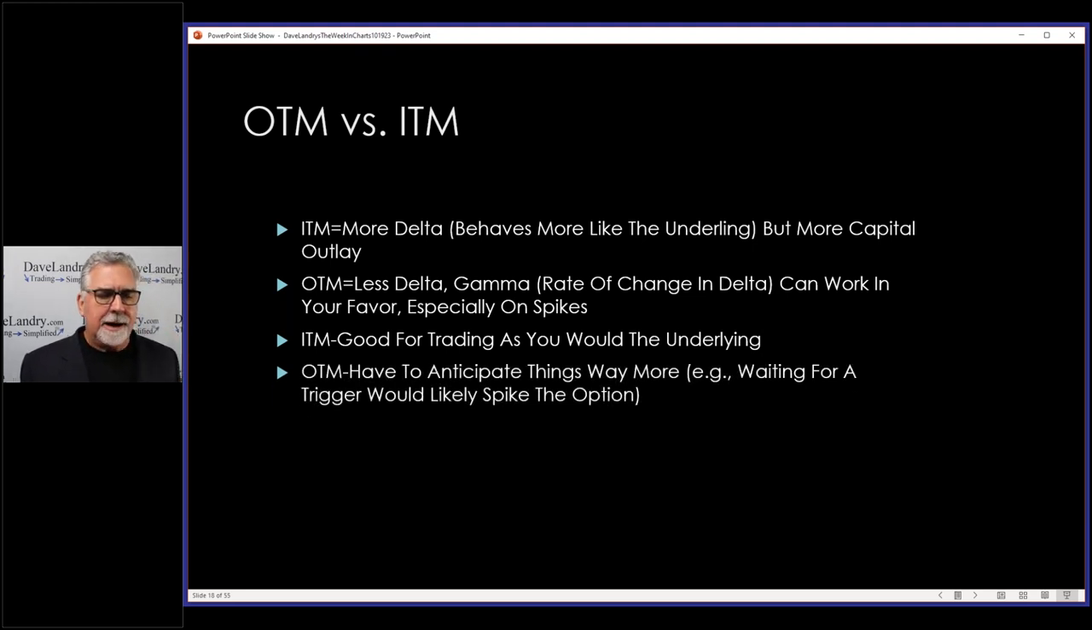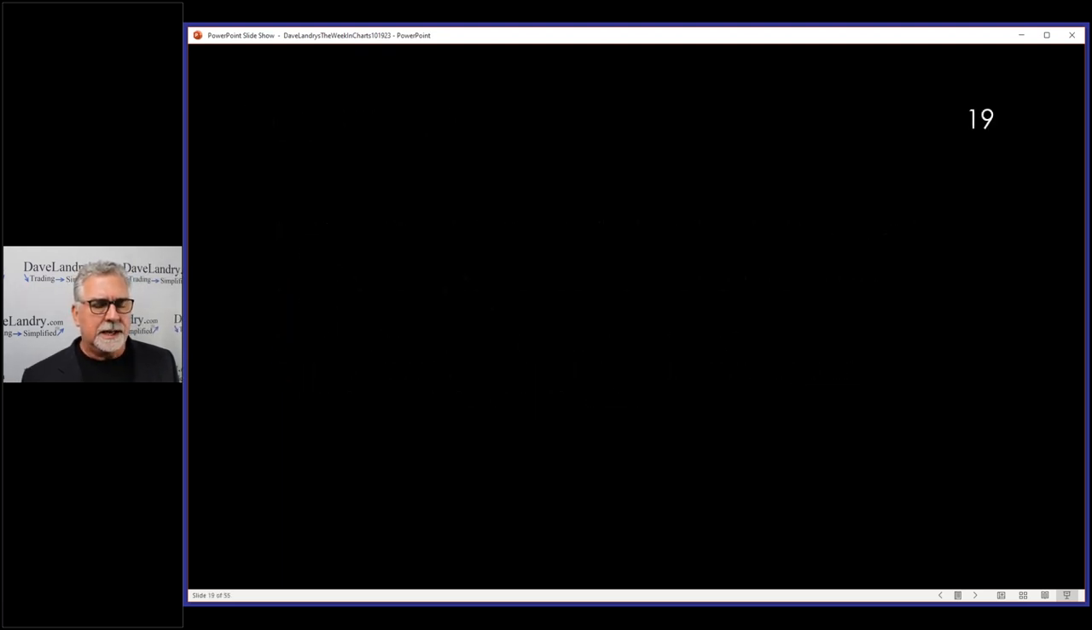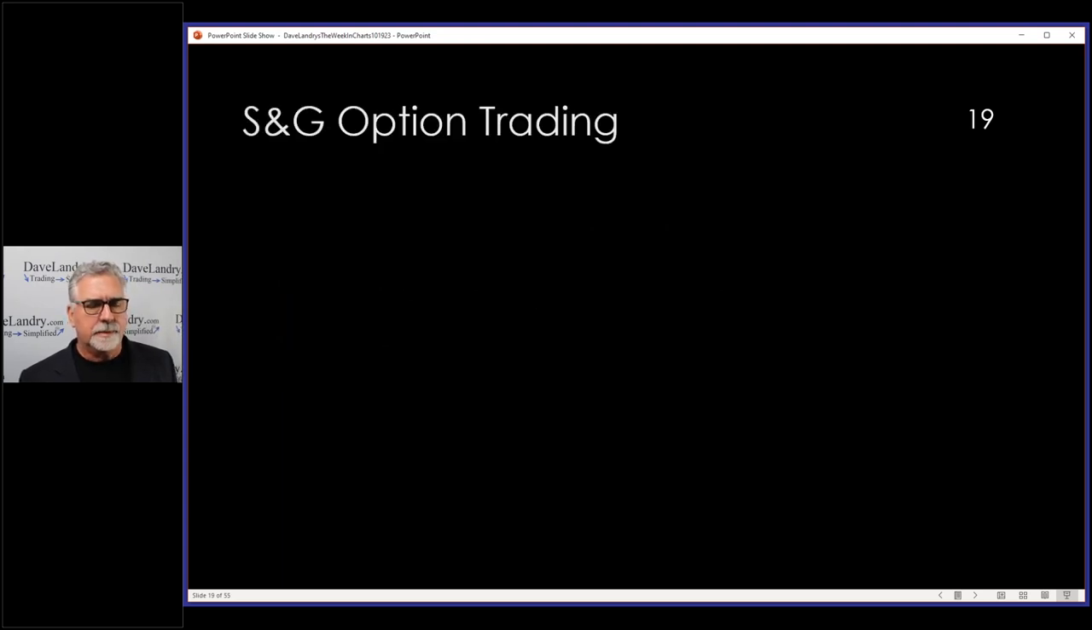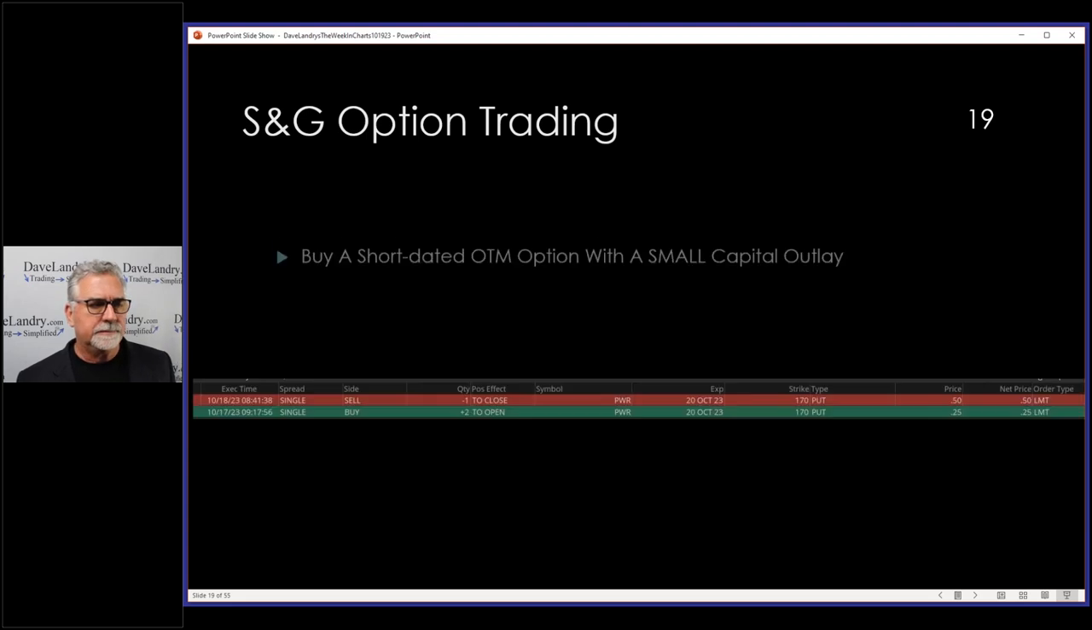Now, with out of the money options, you have to anticipate things a little bit more. And if you were to sit around and wait for that trigger, then that option could skyrocket in value so fast that it's no longer a bargain to buy. So it's a little bit tougher with the out of the money options. And you've got to be careful with those, because it seems like a bargain, but a lot of times they're not. They'll end up expiring worthless.